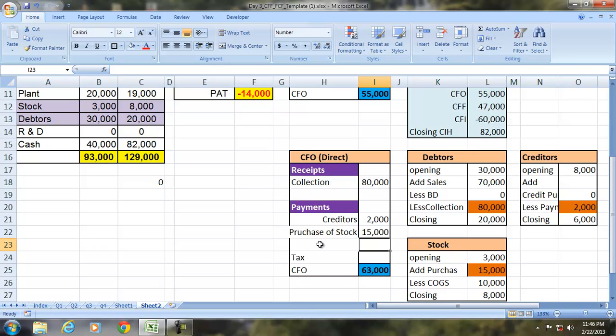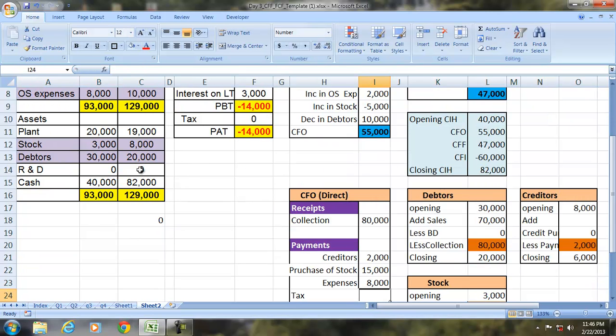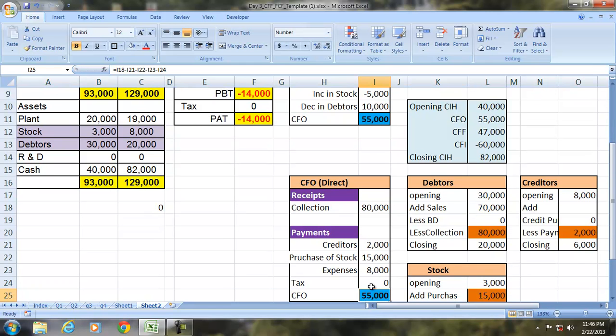So the expenses paid during the period can be seen from the expenses here. We can see that there was 8,000 opening outstanding expenses plus the current expenses minus the closing will give us the expenses paid during the period. There is no tax, so tax will be 0. So the cash from operation in a direct method is 55,000.